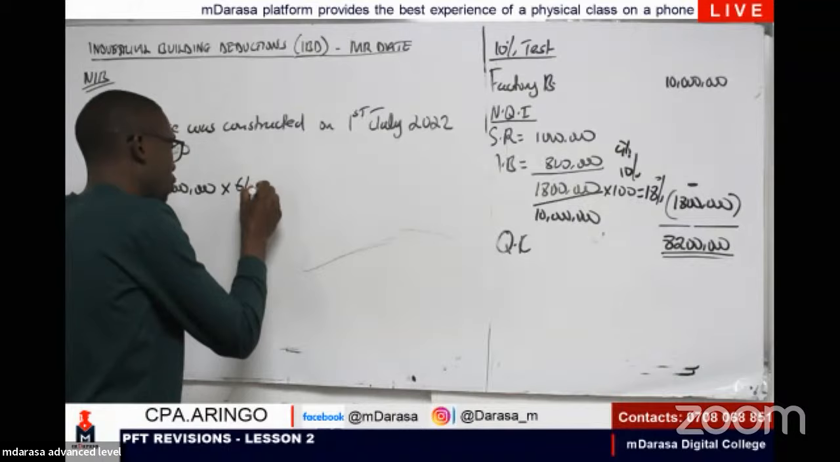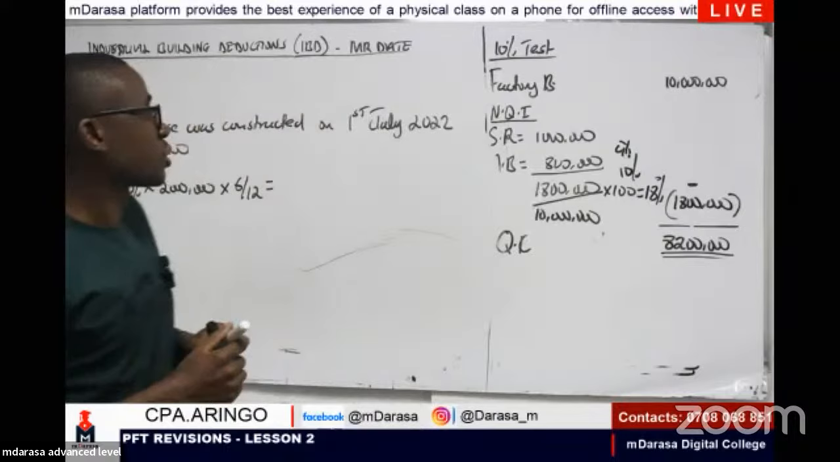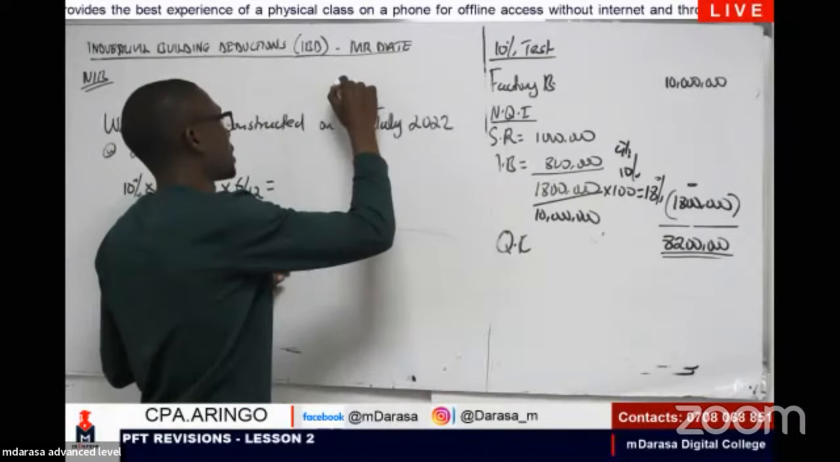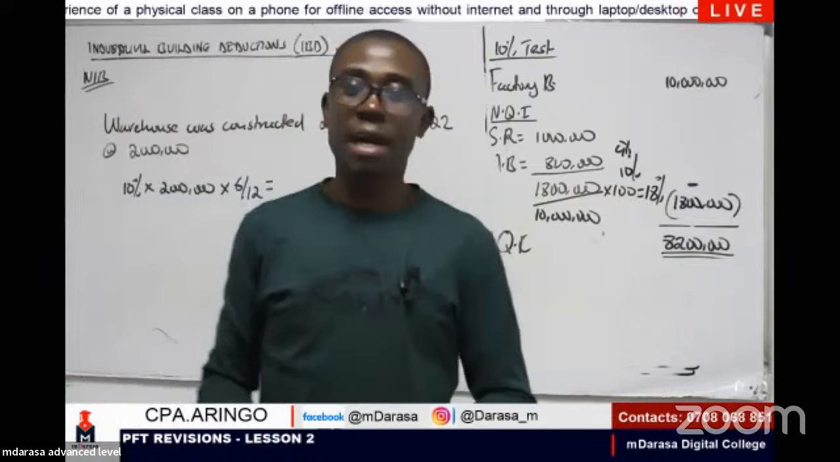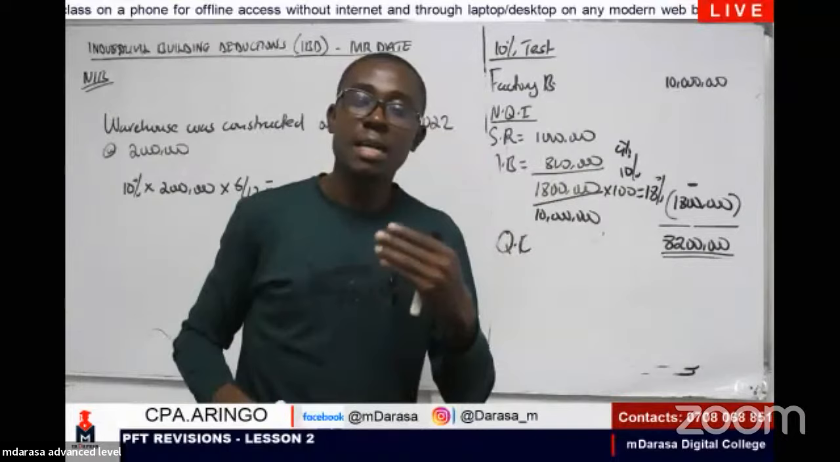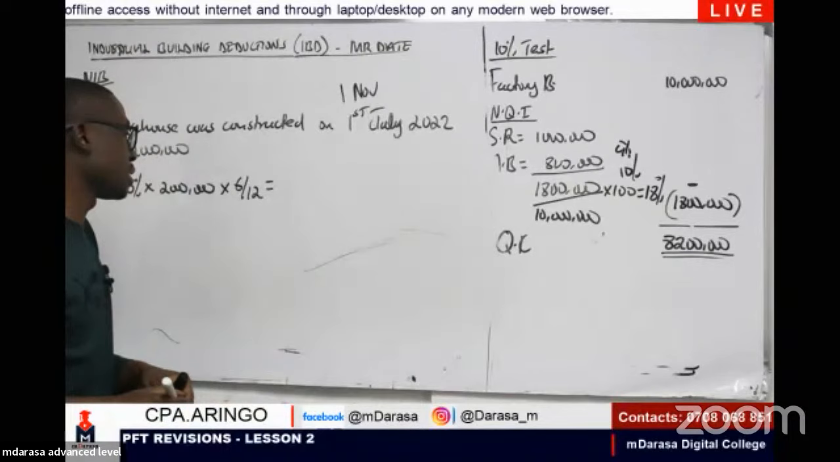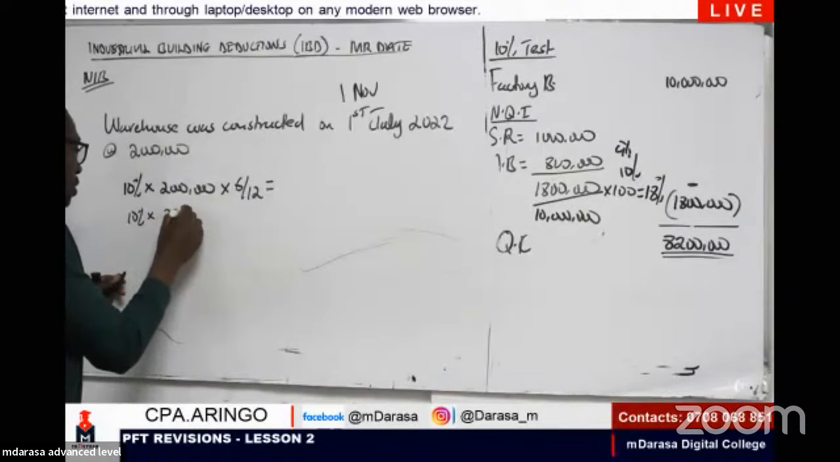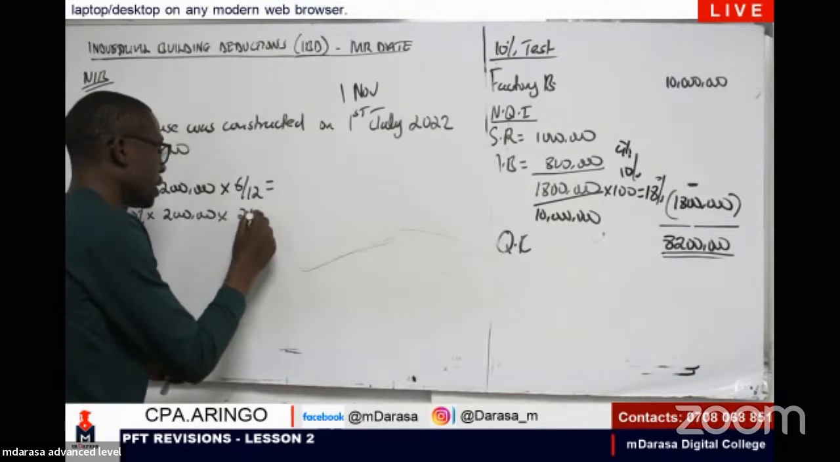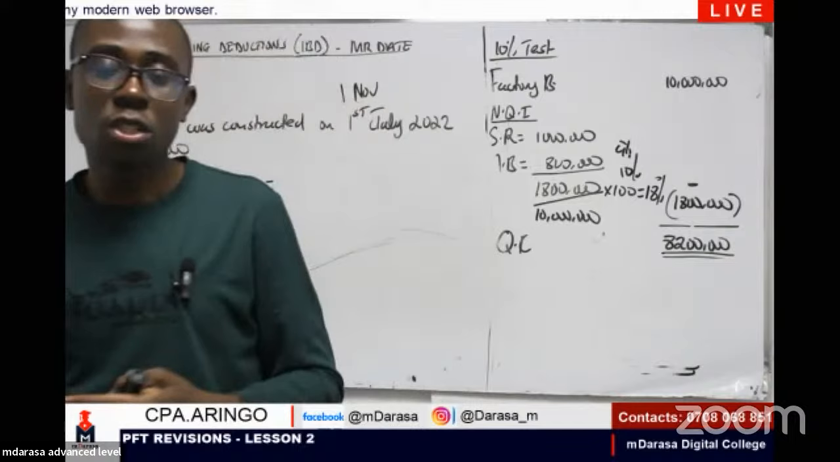If this warehouse was constructed on 1st November, again, we have to consider the period of usage. In this case, I'd be having 10% times 2 million times how many months? November, December, 2 over 12. You see, the concept of Mr. Date, the deduction is provided proportionately as per the usage of the asset.